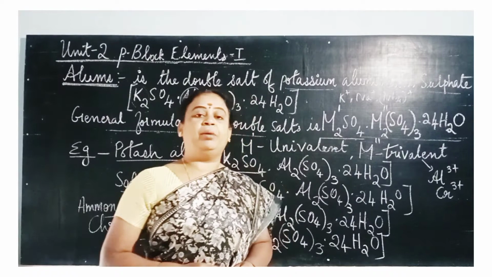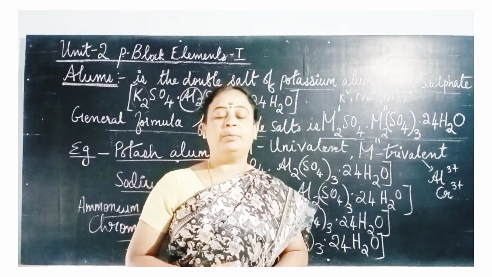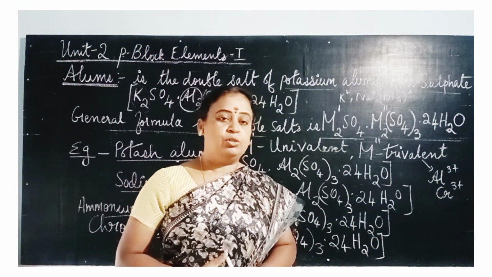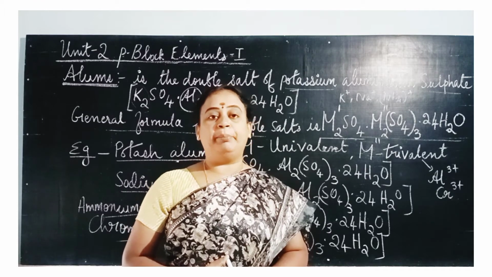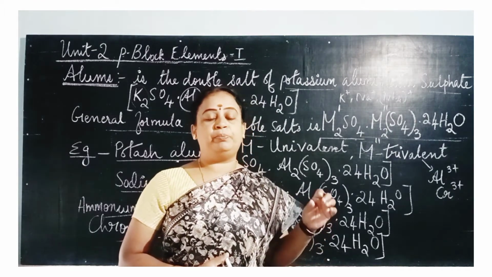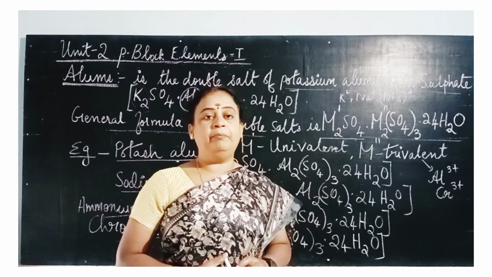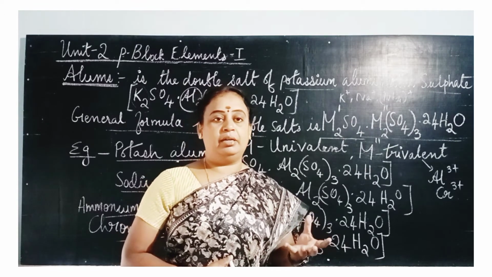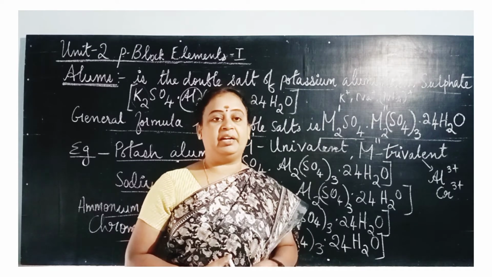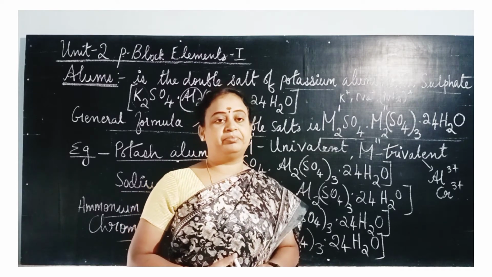Now let me explain the uses of alum. Alums are generally used in the purification of water. How is it used? Some water may be turbid because of dust particles or soil particles. Once we sprinkle alum powder onto it, alum allows the turbid or soil particles to precipitate at the bottom, and the water gets purified.